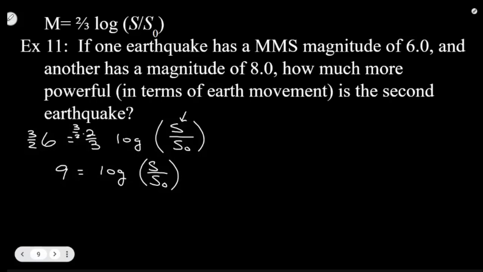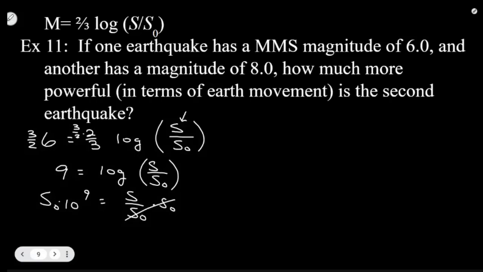And then what, do you remember what our main step was for logarithmic equations? We want to rewrite it into exponential form. So how could we rewrite this one? 10, I just gave it away, to the 9th power equals S over S sub 0. And if we're trying to get this S by itself, we're going to multiply by S sub 0, correct? So that is the first earthquake that has a magnitude of 6.